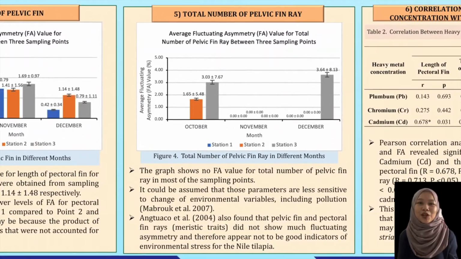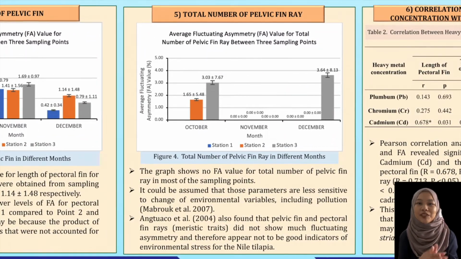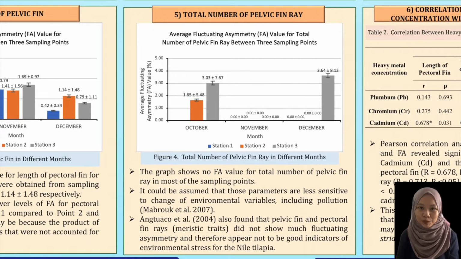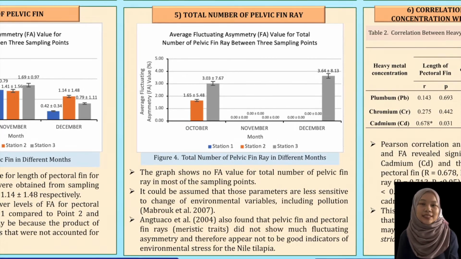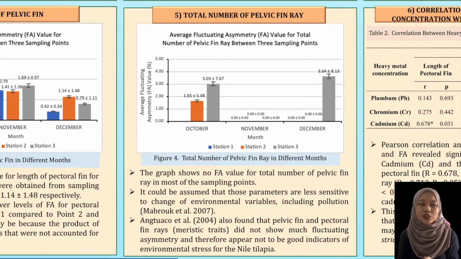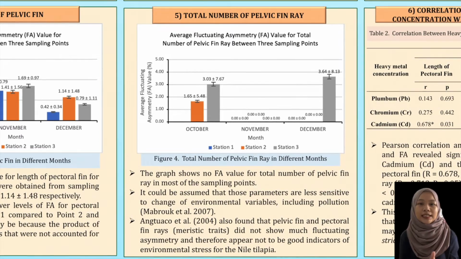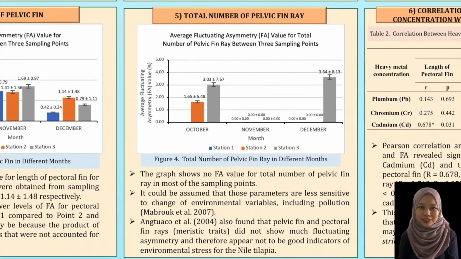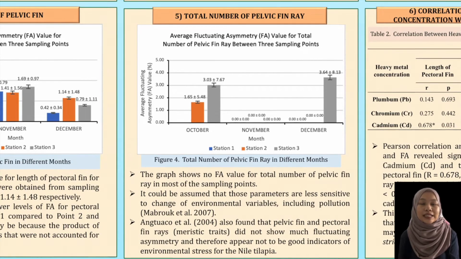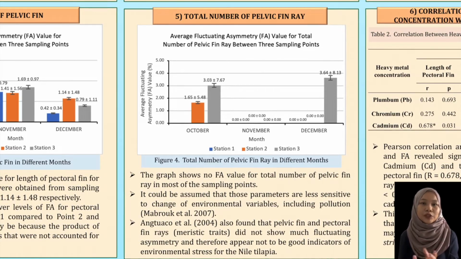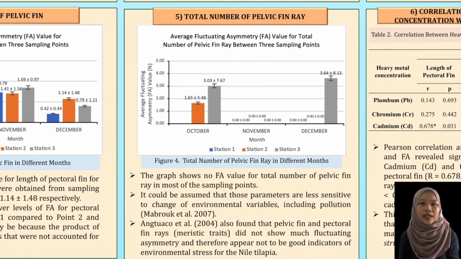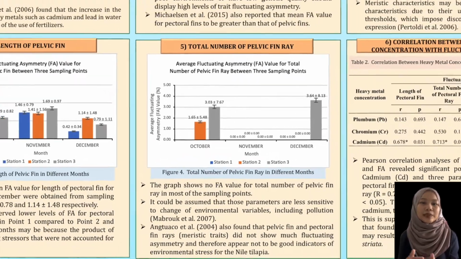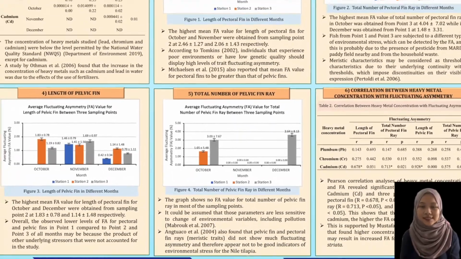Lastly, the graph shows no FA value for the total number of pelvic fin rays in the majority of the sampling points. Mabrouk et al. 2007 stated that these metrics should be less susceptible to changes in environmental variables such as pollution. Ang Tuaku et al. 2004 discovered that pelvic fin and pectoral fin rays exhibited little FA and thus do not appear to be reliable indicators of environmental stress.